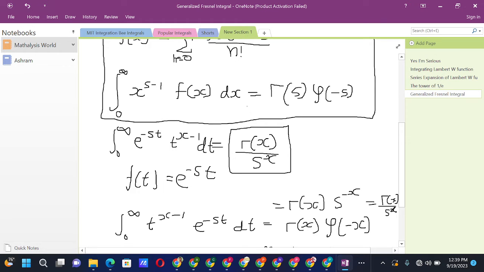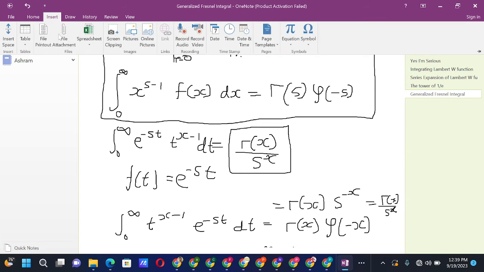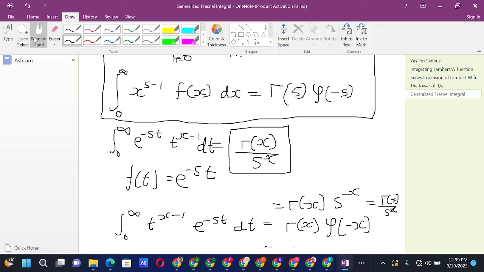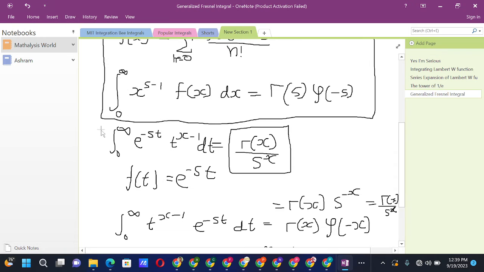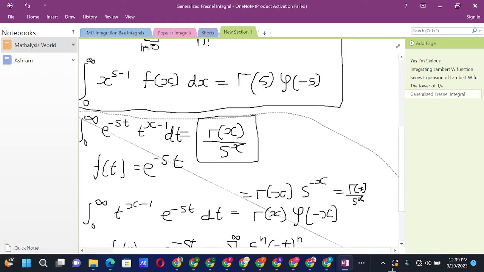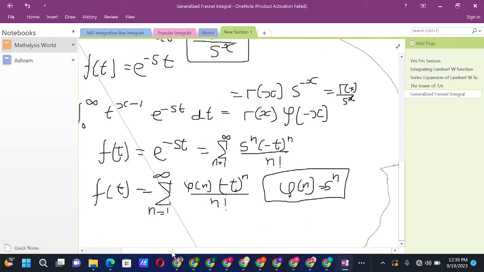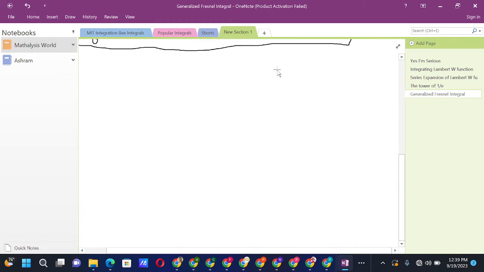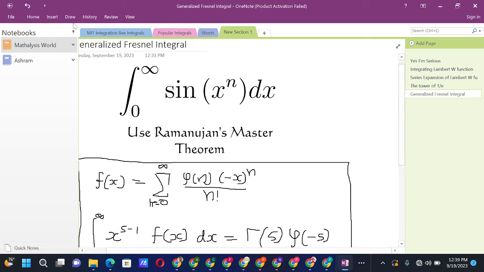Okay. So for this integral, let me just erase the part where we verified it using a well-known integral from Laplace transform. So we are now doing the integral. But before we begin with the integral, let me just tell you for which values of n this integral converges.